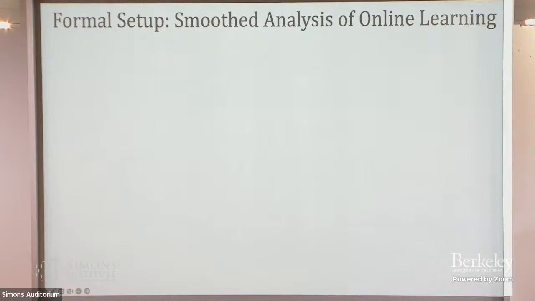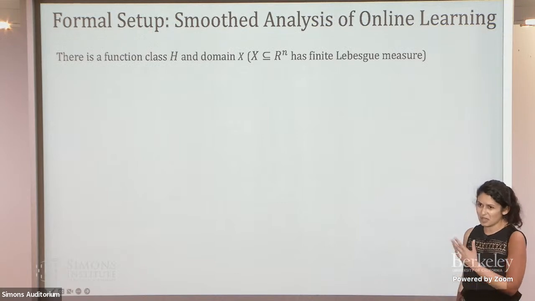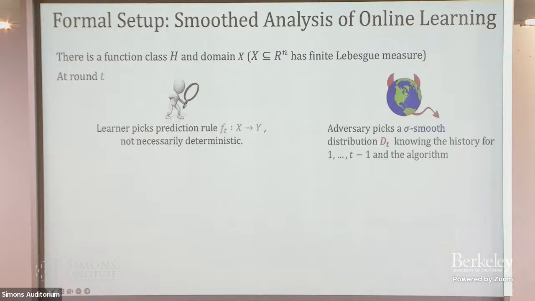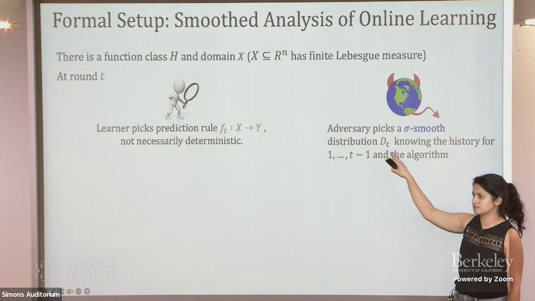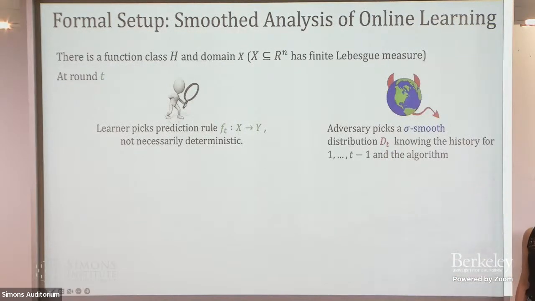And here we are going to take the perspective of smooth analysis if you're familiar with that perspective. If not, I'm going to introduce it. You essentially have a function class. Everything is as before. You have a learner and you have a world. The only thing that changed is that the world is not fully adversarial. The data is generated from a distribution DT. The adversary is only setting this distribution DT per round. And this distribution DT is sigma smooth.